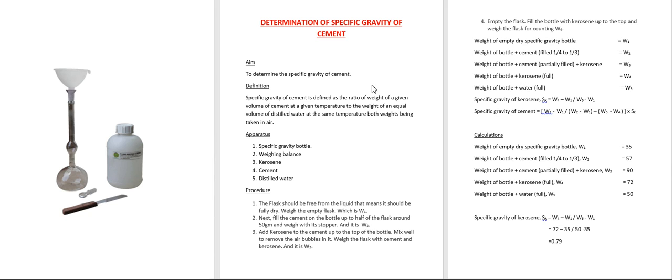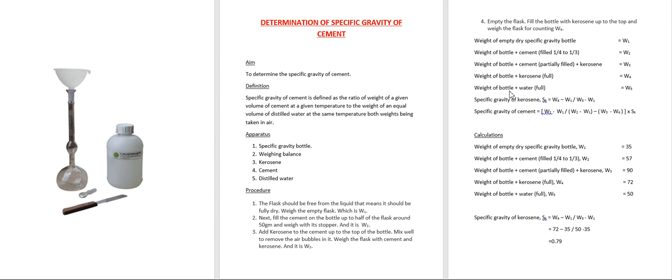Then after that put kerosene into that, weigh it again, and that is taken as W3. Then weight of bottle and kerosene. Once you empty the cement and kerosene, now take the other thing, that is just weight of bottle and kerosene, full kerosene up till the brim. That is taken as W4, as you can see over here.